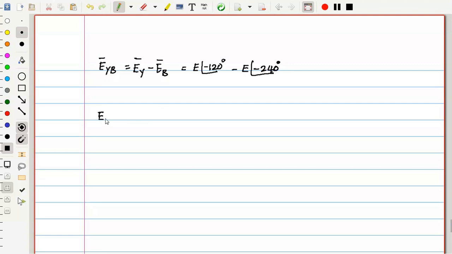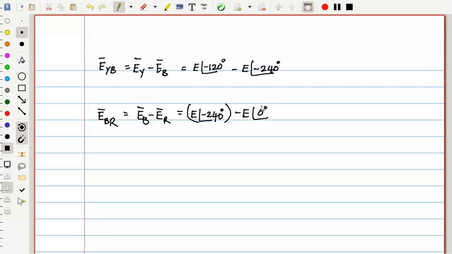Similarly, EBR is equal to EB minus ER, is equal to EB is E at an angle of minus 240, ER is E at an angle of 0.